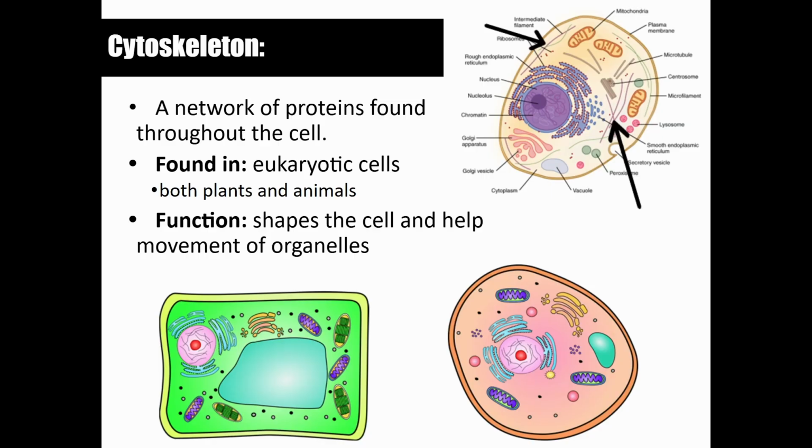For now, just remember that they're found in only eukaryotic cells, plants and animals. The function for these is that it helps create the shape of the cell as well as movement of the organelle. So if they need to get somewhere else or if they need to start changing their shape, think of it as almost acting like muscles.